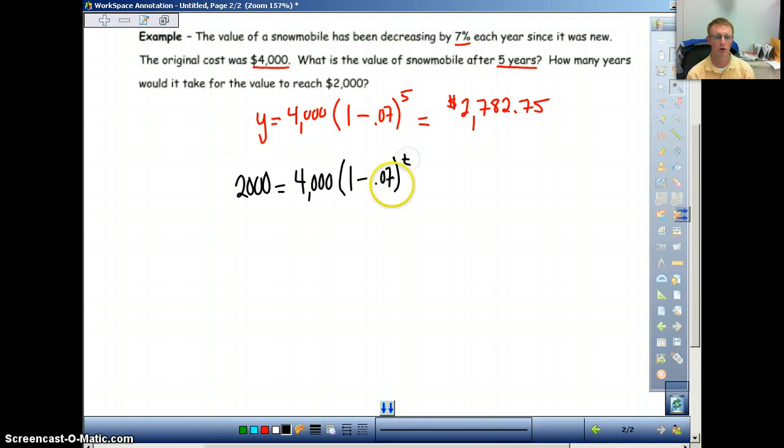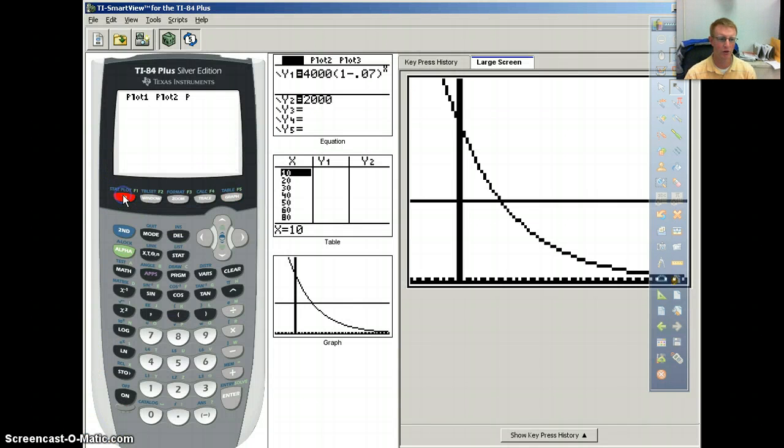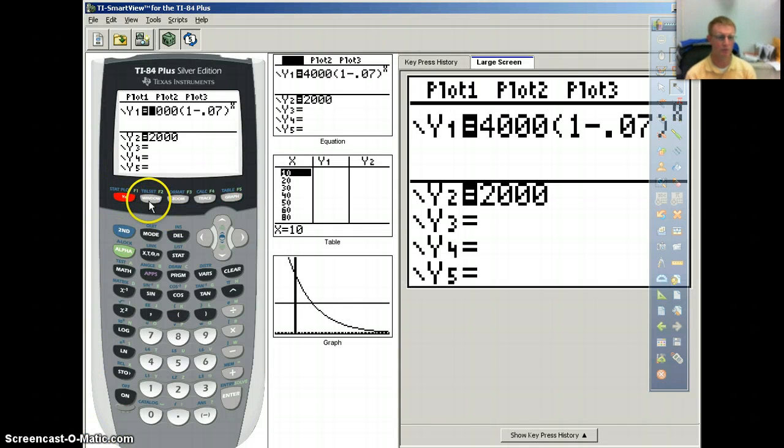So here, we haven't really learned how to solve equations like this, but what we can do is use our graphing calculator. So here we are with our graphing calculator, and even though we had an equation that said 2,000 equals 4,000 times 1 minus 0.07 to the x power, what we're going to do is just put it as two separate equations. We know y is equal to 2,000. We know y is also equal to this equation. And then we're going to graph it.